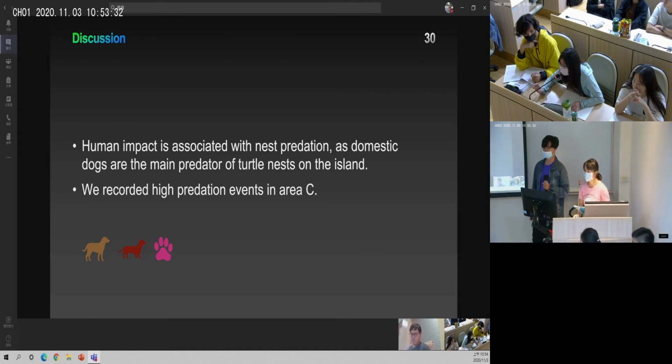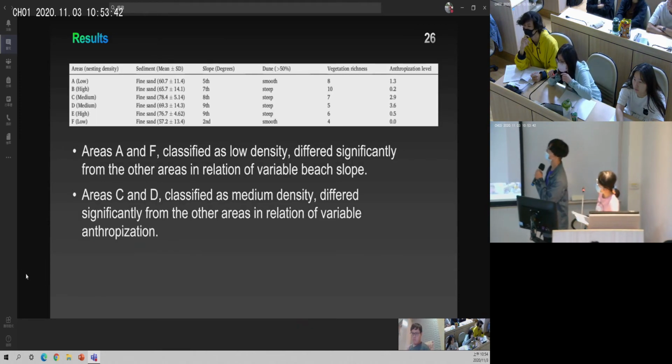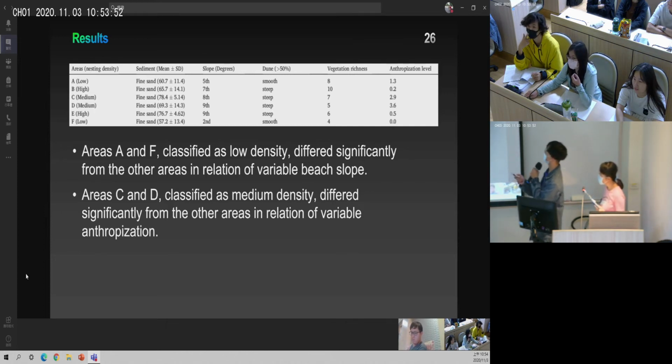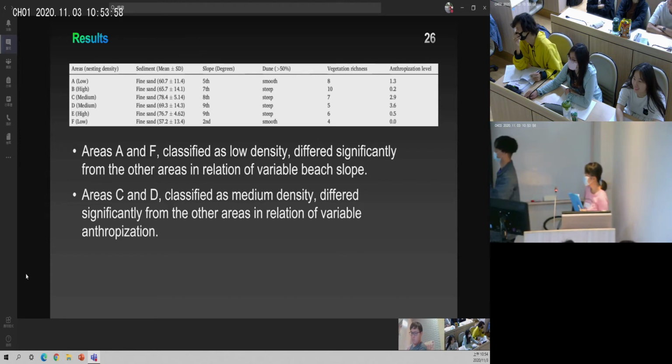Page 26. I want to know the slope degrees. What are the 5th, 7th and 8th? They are just written in this table, so I have no idea.